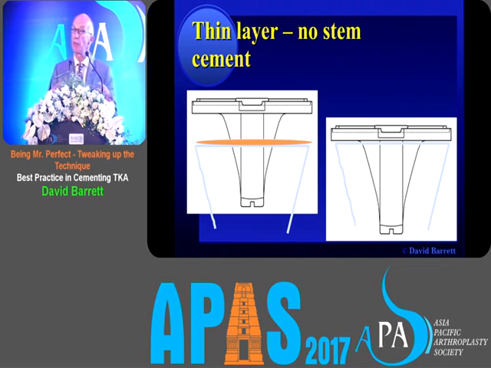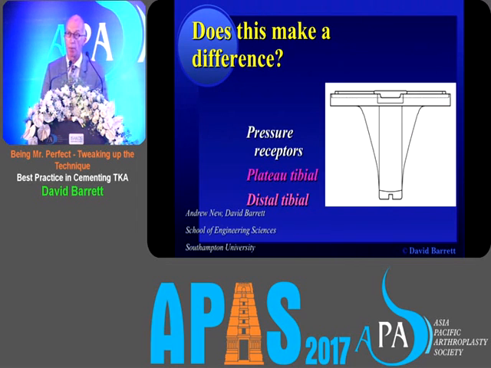If we start with a thin layer of cement with no stem cement, like you saw in the video, if I hit the tibia even really hard, my penetration is going to be very poor indeed, and there will be nothing down the stem. So this means that my cement layer may be compromised.